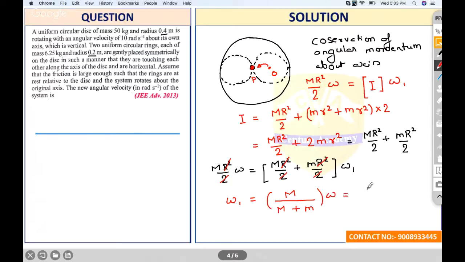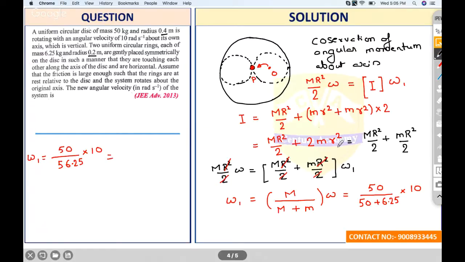Fine. Now capital M is what? 50 kgs. So 50 divided by 50 plus 6.25 into omega, that is 10. So this is the new angular velocity, right? Let me simplify this further. So this will be 50 divided by 56.25 into 10. Okay, so this one is the new angular velocity.